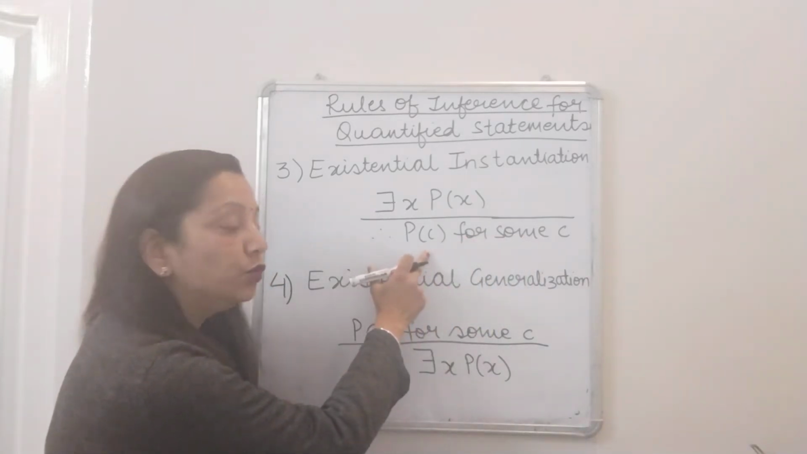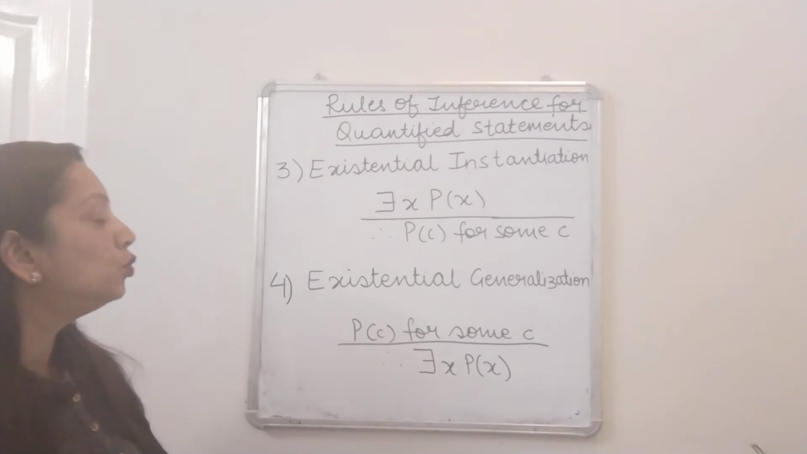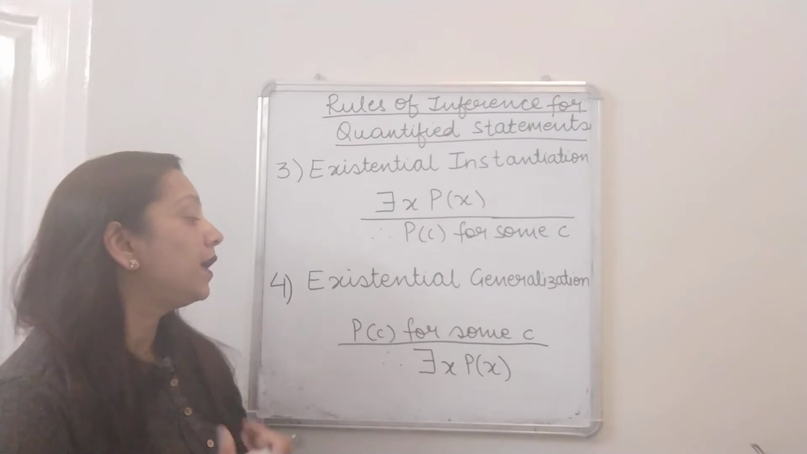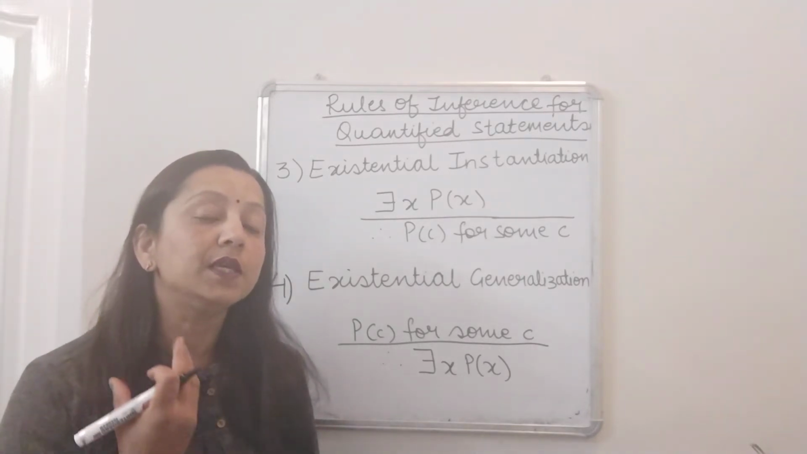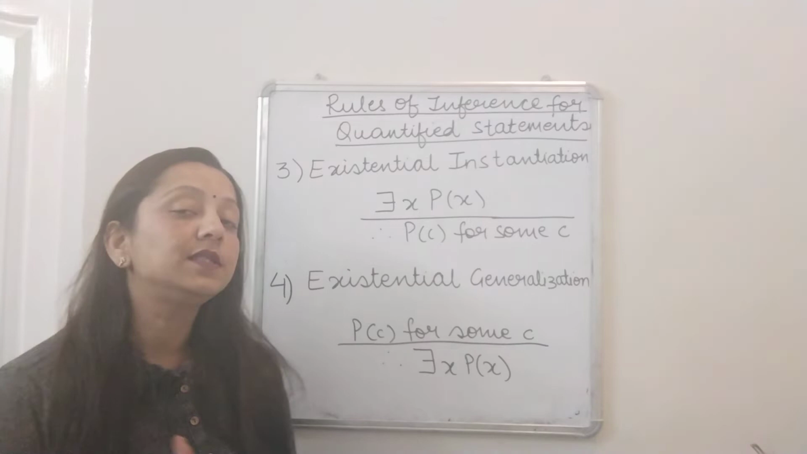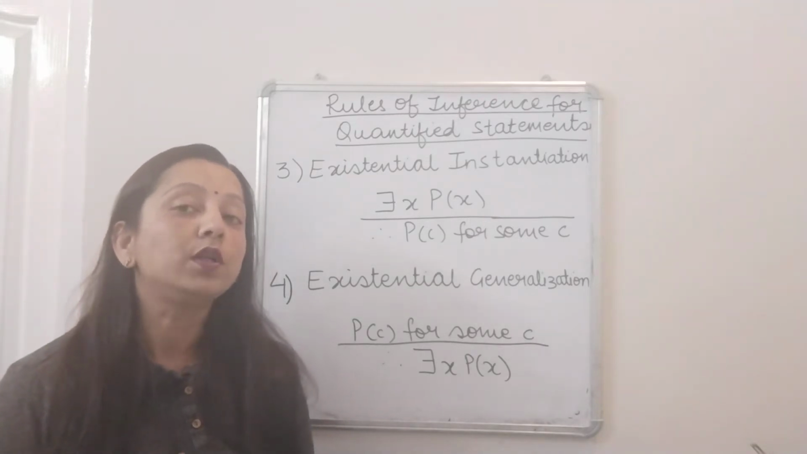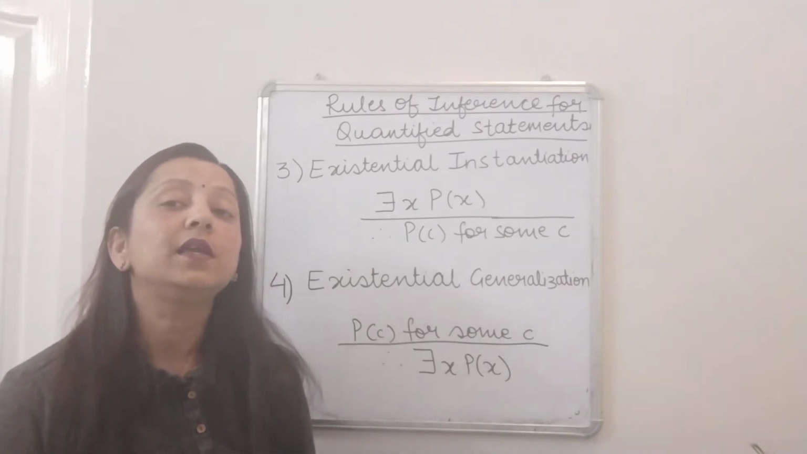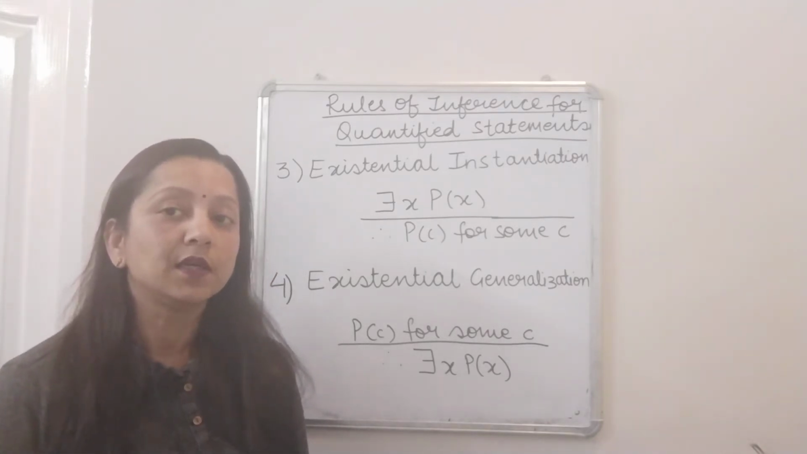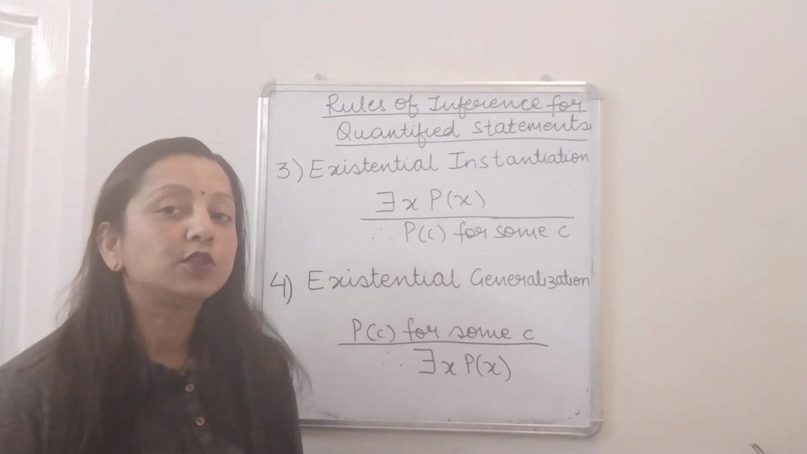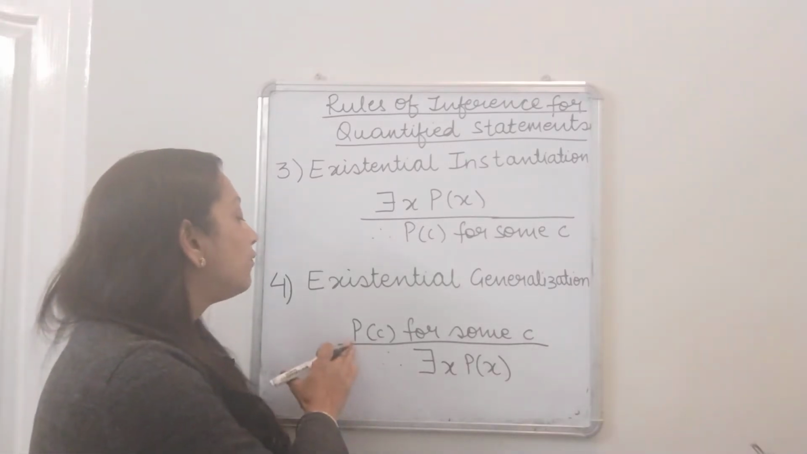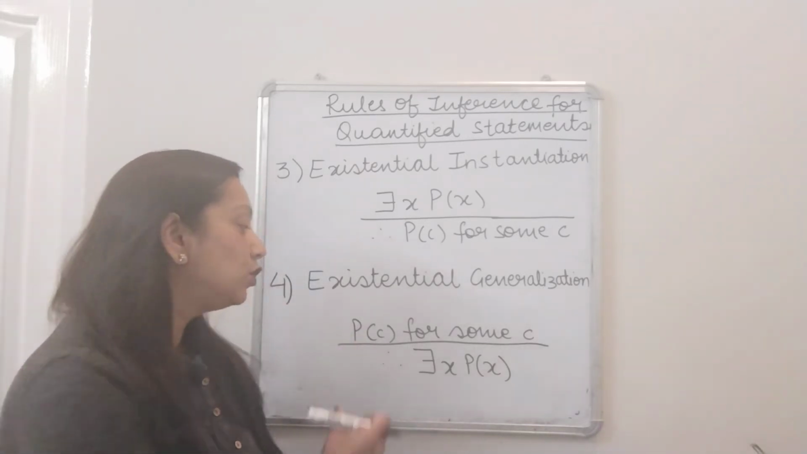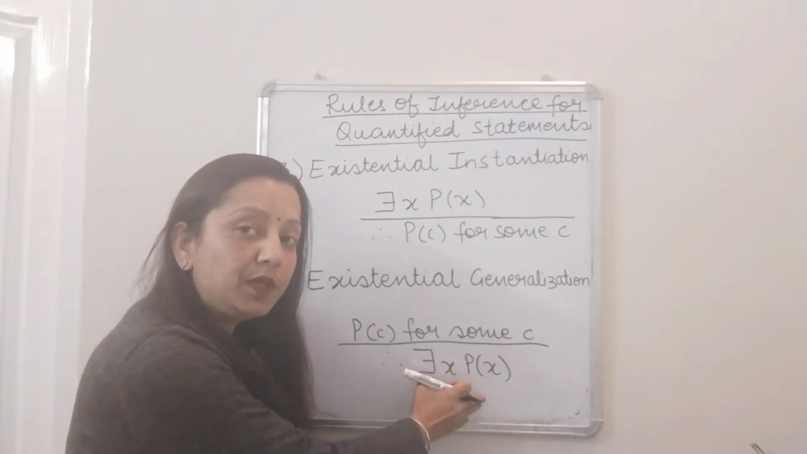Now the fourth rule of inference, which is the existential generalization, says that if there exists some c for which P(c) is true, then obviously there will exist some x for which P(x) is true, because what does the existential quantifier say? It says that even if for some value of x, P(x) is true, then there exists an x for which P(x) holds. So if there exists some c for which P(c) is true, then we can conclude that there exists some x for which P(x) is true.